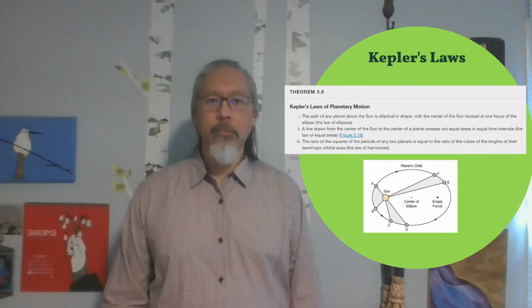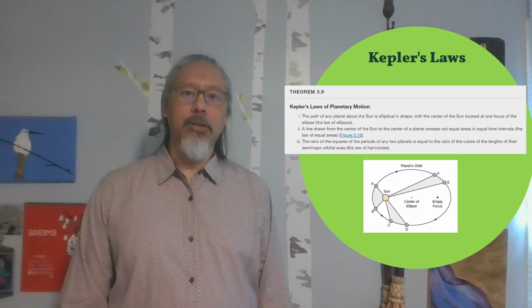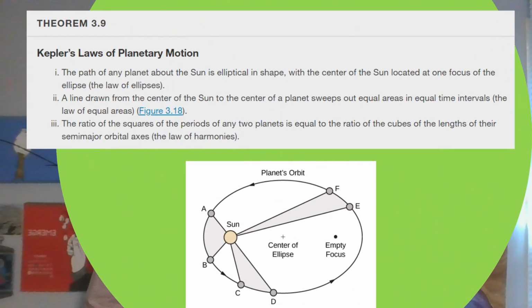Finally, we're going to take a peek at Kepler's laws. Kepler has 3 laws that are related to what we're studying, and all of them kind of revolve around the idea of an ellipse. It turns out that a planet's orbit around the sun is not circular, but actually is in the shape of an ellipse.